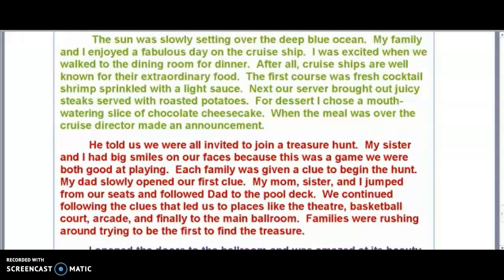When the meal was over, the cruise director made an announcement. He told us we were all invited to join a treasure hunt. My sister and I had big smiles on our faces because this was a game we were both good at playing. Each family was given a clue to begin the hunt. My dad slowly opened our first clue. My mom, sister, and I jumped from our seats and followed Dad to the pool deck. We continued following the clues that led us to places like the theater, basketball court, arcade, and finally to the main ballroom. Families were rushing around trying to be the first to find the treasure.